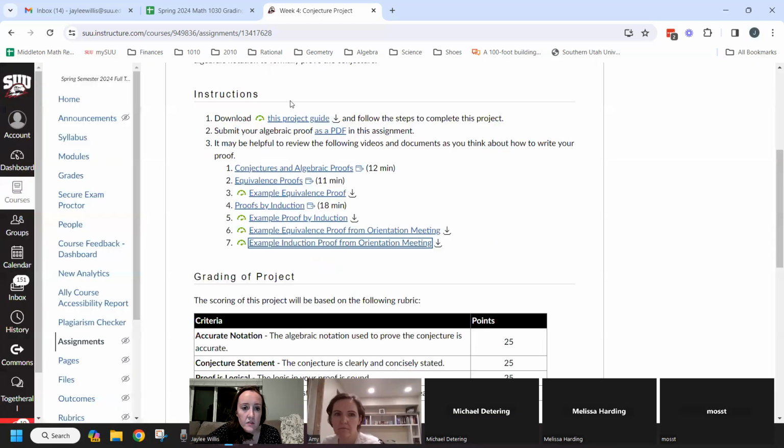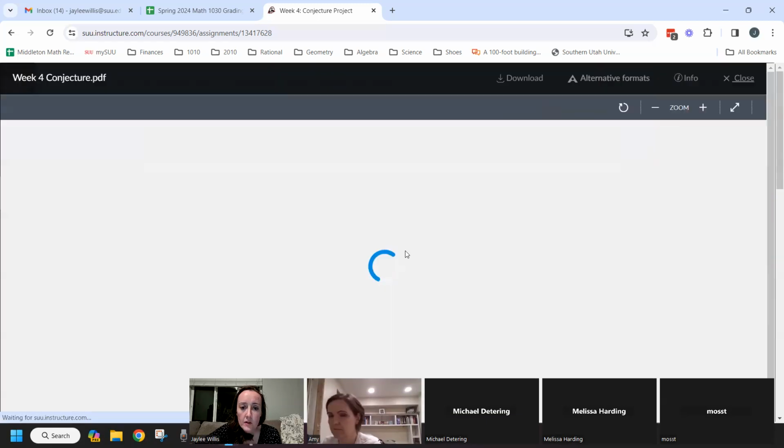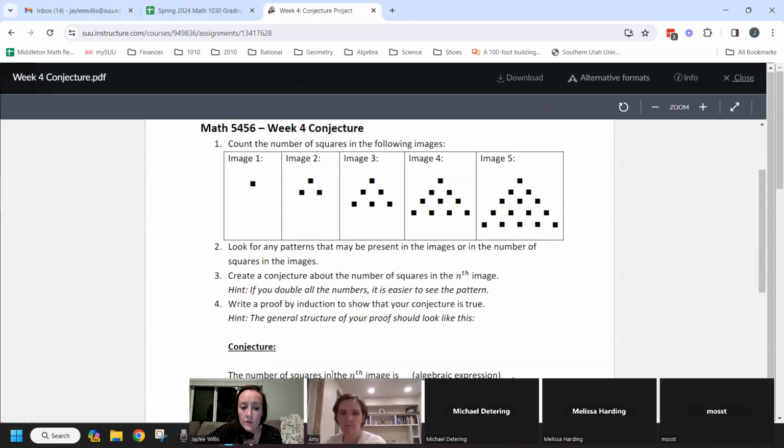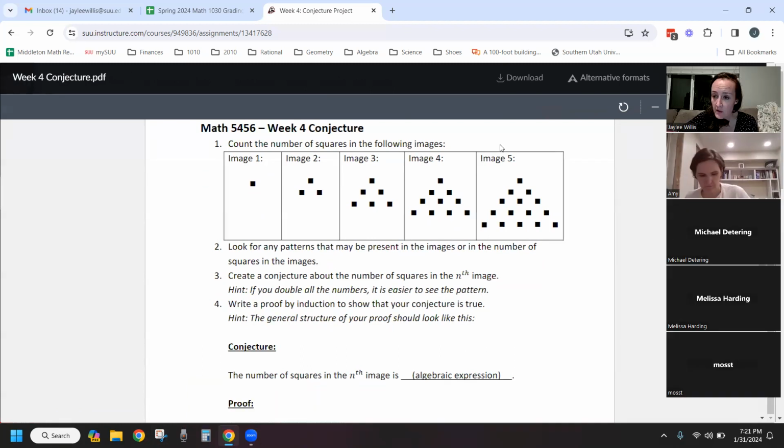Let's go over to that. So you look at the project guide. I'm mostly just looking at the pattern. An induction proof always requires an explicit formula, which is going to be your conjecture statement. It also requires a recursive formula to help you do the induction step so that you can use the previous term to prove the next term.